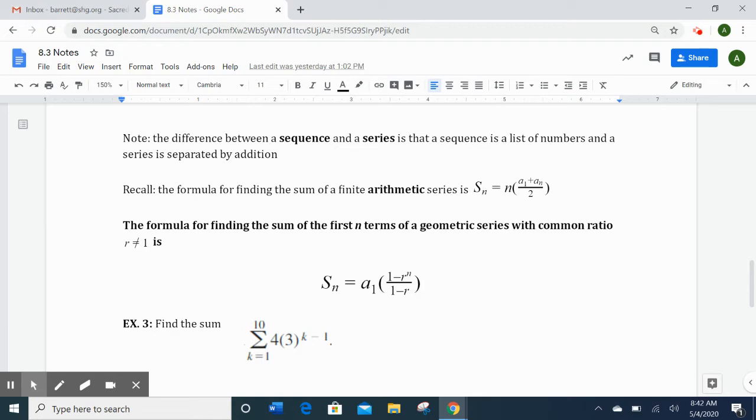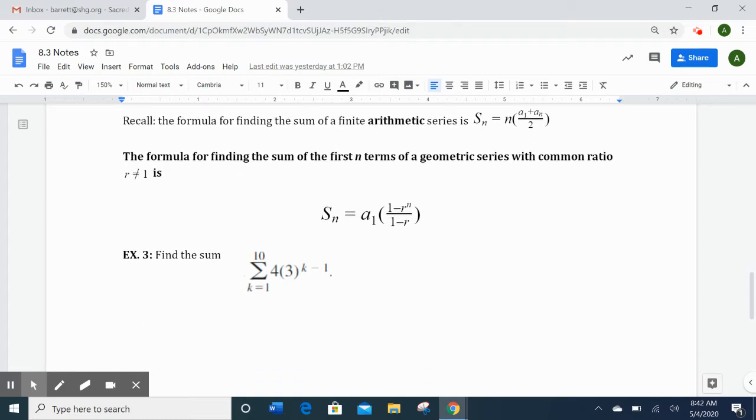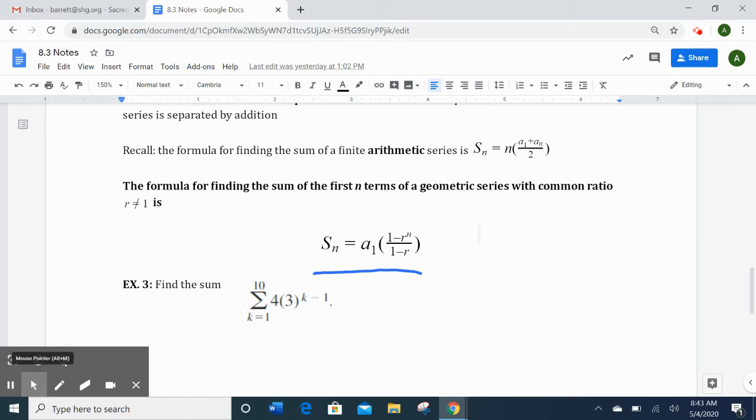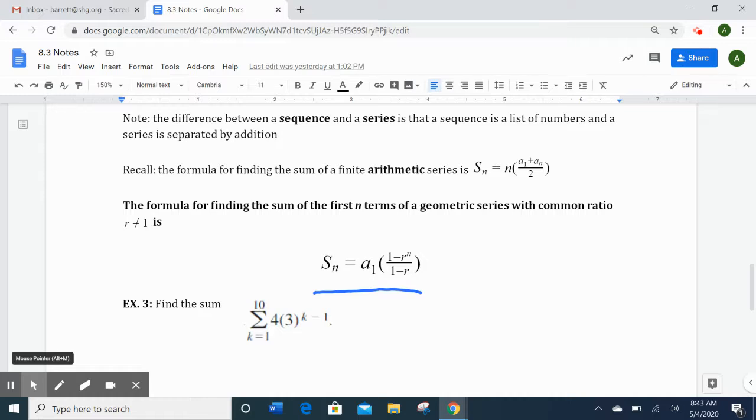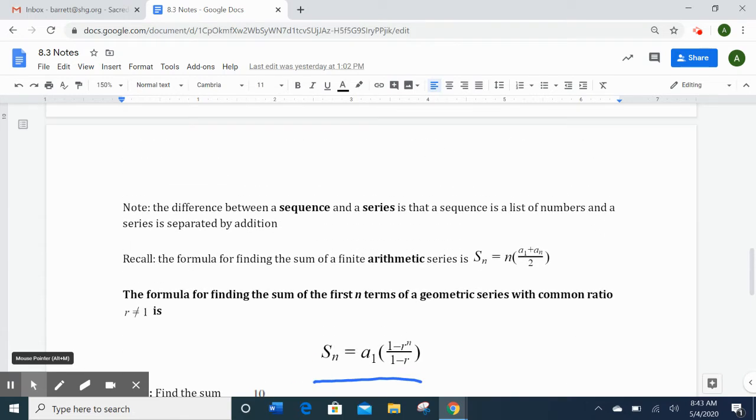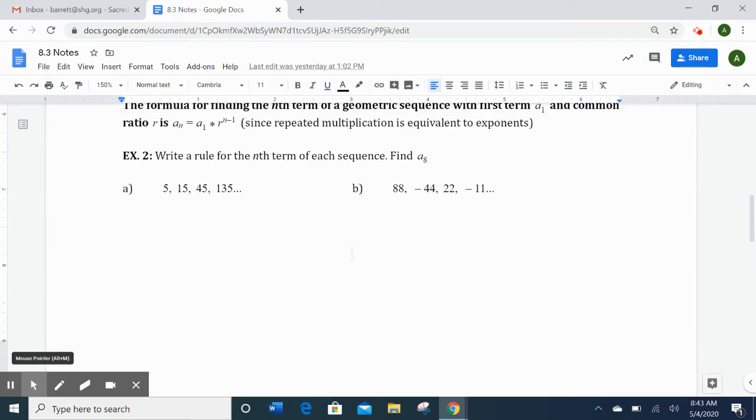And then this week, the formula for finding the sum of the first n terms of a geometric series with common ratio r not 1 is given by this formula. So S just means the summation of the first n terms, which means I need to know the first term a sub 1, I need to know r, the common ratio, and I need to know n, the number of terms. So if I can find those three things, I can find the summation without having to actually plug in a 1, plug in a 2, plug in a 3, all the way up to 10, and then add all of them up together. I can use this formula.